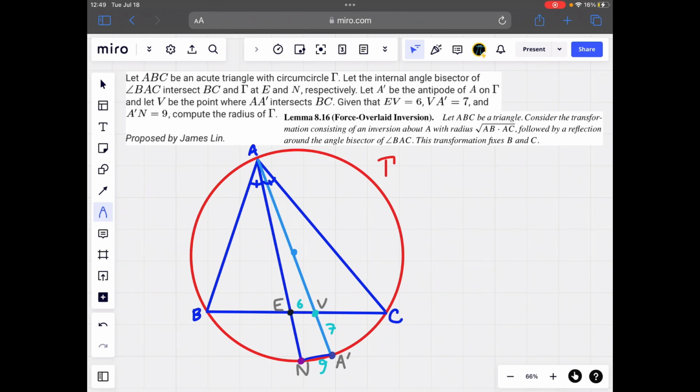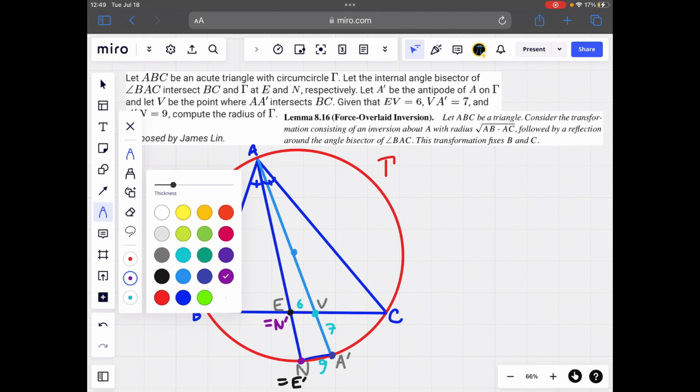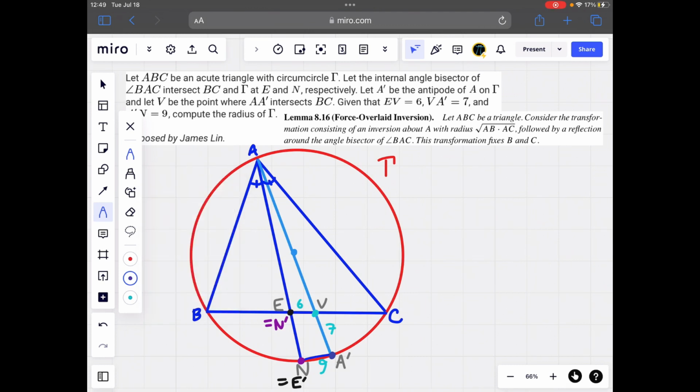Let's start with N and E. It's well known that they are swapped under this force overlaid inversion, also known as root BC inversion. So we can let N equal E', where prime refers to a point after its inversion, and E equals N', because E is sent to N, and N is sent to E. Now let's do A'. It's well known that A' is sent to the foot of the altitude from A. Let's call that D, and it's over here. It's equal to A', prime.